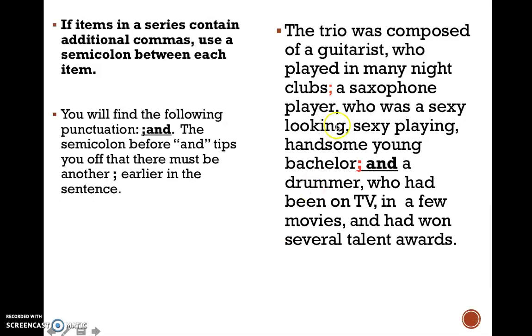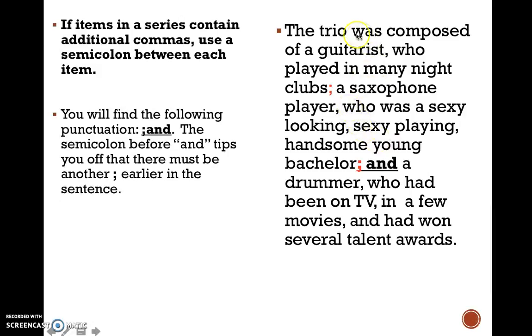All right, so here we go. The trio was composed of a guitarist, who played in many nightclubs; a saxophone player, who was a sexy-looking, sexy-playing, handsome young bachelor; and a drummer, who had been on TV in a few movies and had won several talent awards. I want you to know that I didn't write this passage, all right? It's a weird one, but it's from the ACT test.